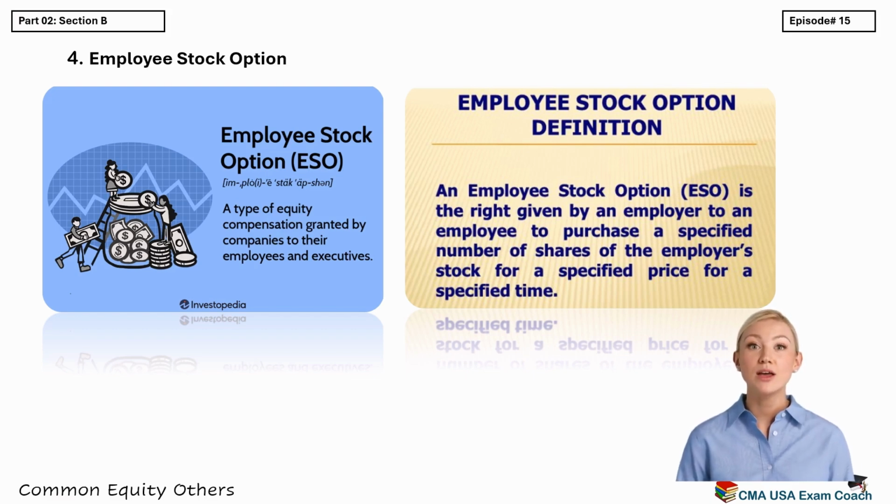Let's say the current market price of the company's stock is $50. The company may offer its employees the option to buy shares at only $30. This means the employee is getting a $20 discount on each share. So, if an employee is allowed to buy 1,000 shares at $30 each and the current market price is $50, they are already getting shares worth $50,000 by paying only $30,000. That's a direct benefit of $20,000.